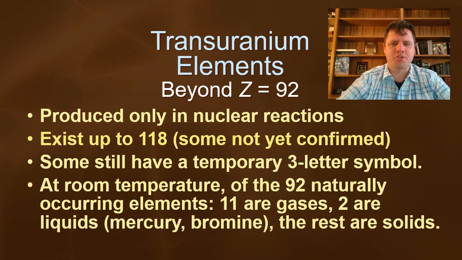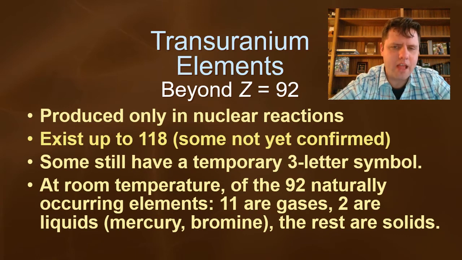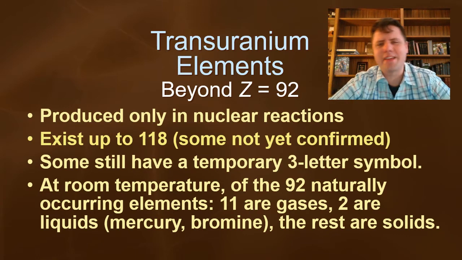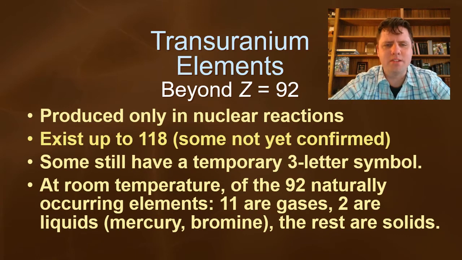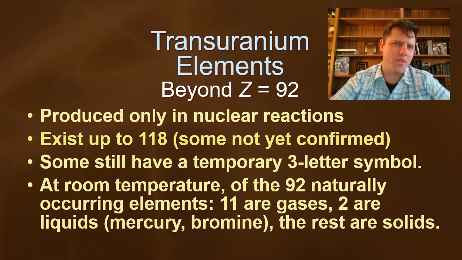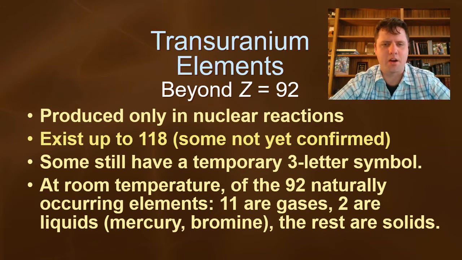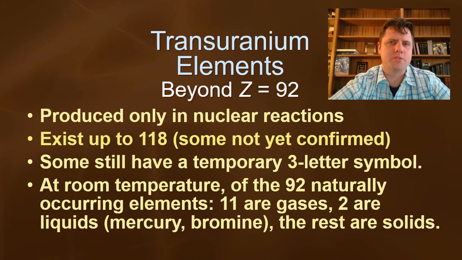So at room temperature, though, of the 92 naturally occurring elements, 11 of them are gases, 2 of them are liquids. Mercury is probably the one that you're most familiar with in this regard, but also bromine is a liquid at room temperature. And the rest of them are all solids. So you have 11 gases, 2 liquids, and the rest are solids at room temperature.